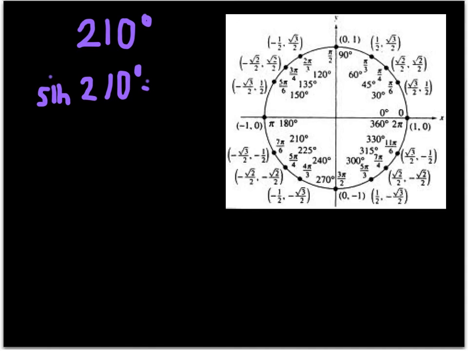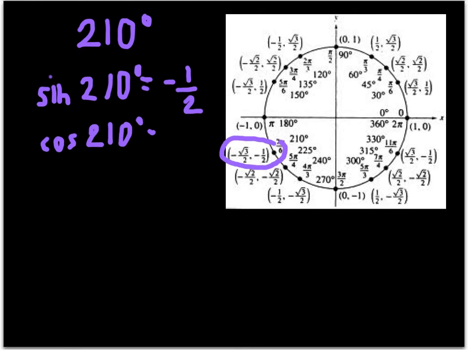I'm going to look at 210 degrees, and could you tell me the values of the 6 trig functions there? Well, the sine of 210, of course, will be just what the y value is. So 210 is going to be, I'm going to focus on this ordered pair right here. So the y value, of course, is just negative 1/2. The cosine of 210 is going to be negative square root of 3 over 2.